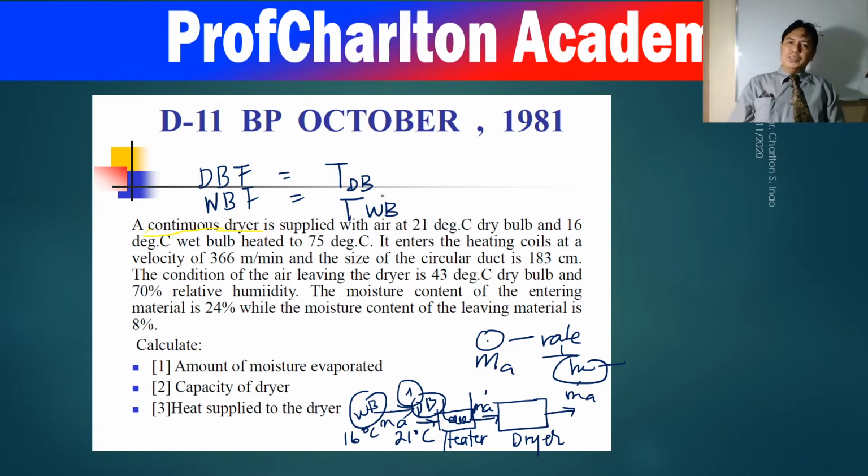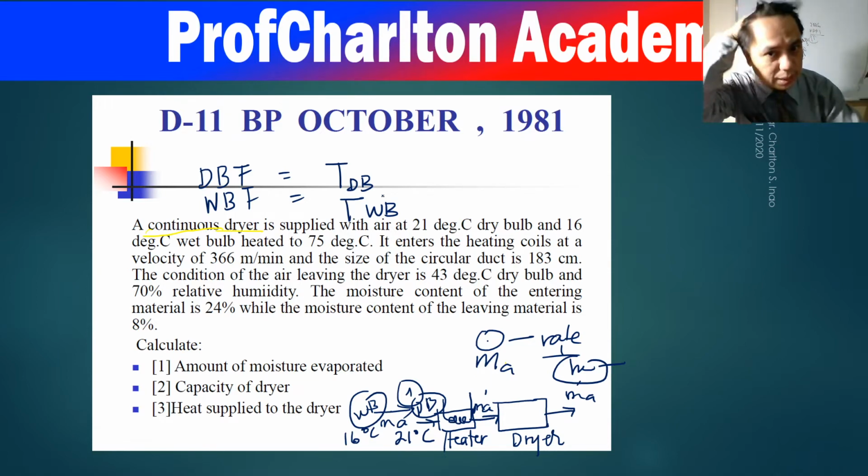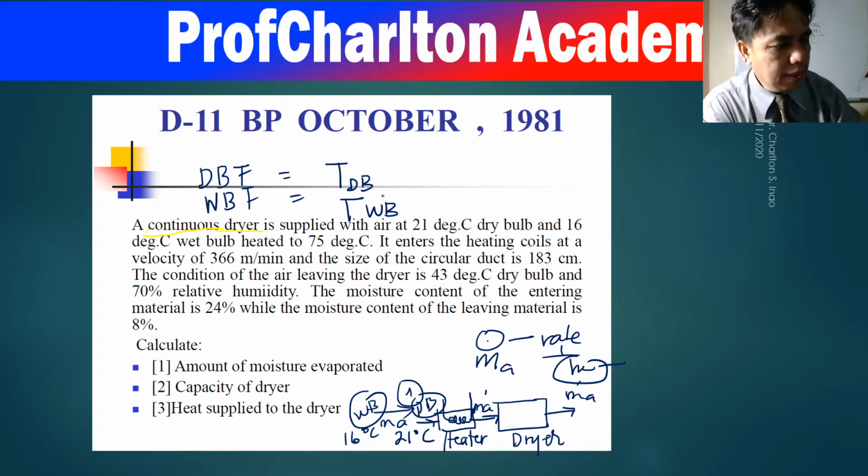So dry bulb temperature is the temperature that the thermometer measures. It's something that we feel. It's the temperature that is changing, the temperature that we are measuring in a process. The same goes with the wet bulb. The only difference is the kind of thermometer used.